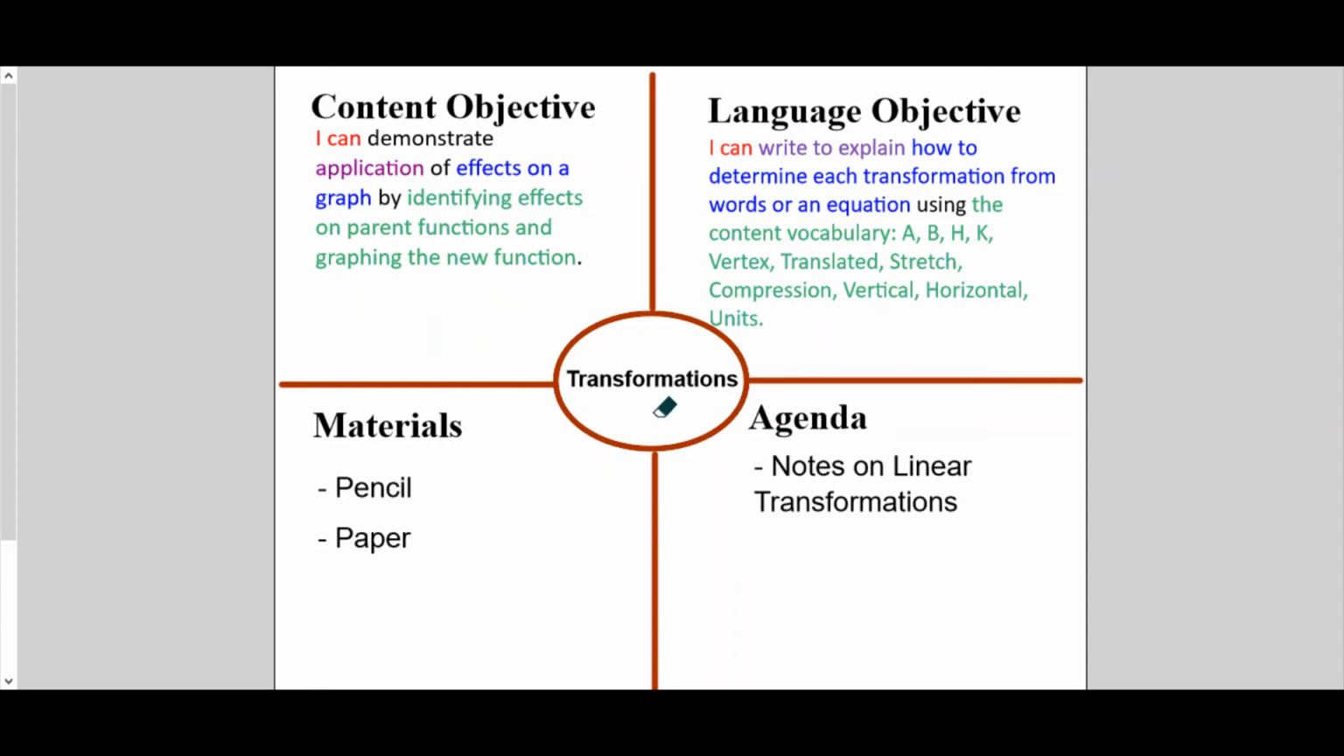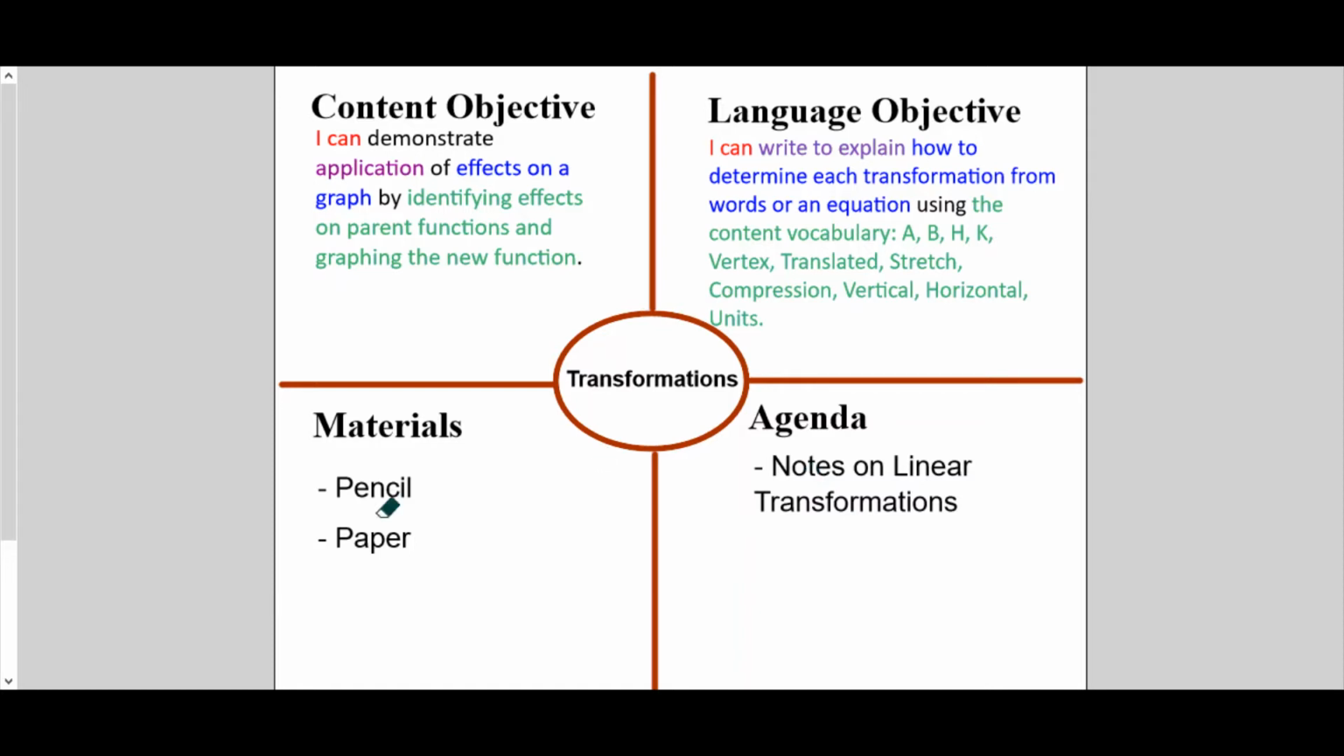Today I'm going to go over transformations of linear functions. So we'll be able to identify effects of transformations on the parent functions, and also be able to explain how those effects change the parent function using the content vocabulary, such as vertex, translated, vertical, and horizontal.